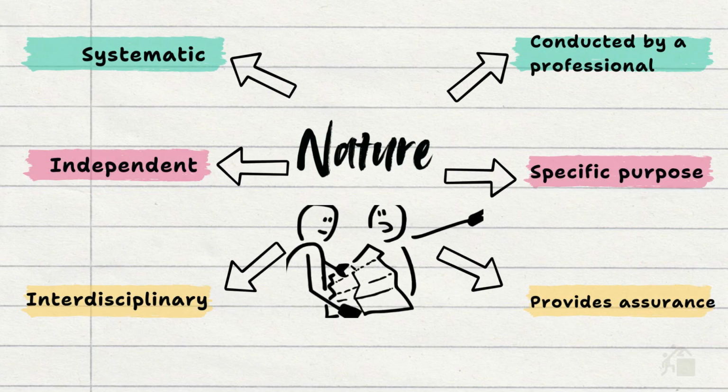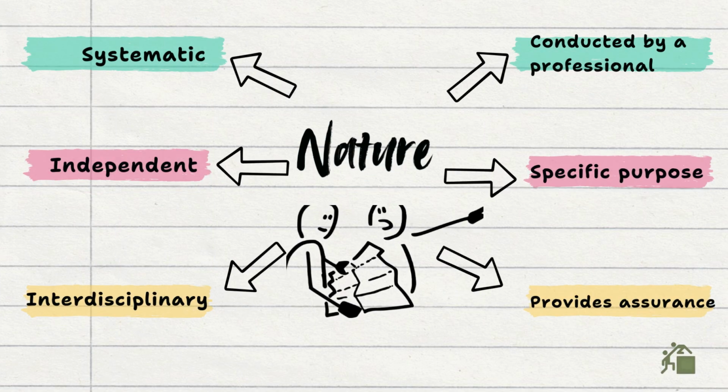Its nature encompasses several key characteristics: systematic process, independence, interdisciplinary approach, professional execution, specific purpose, and provision of assurance. Systematic auditing follows a structured, methodical approach with predefined steps like planning, evidence gathering, and reporting. This ensures comprehensive coverage and logical progression, reducing errors and enhancing reliability.